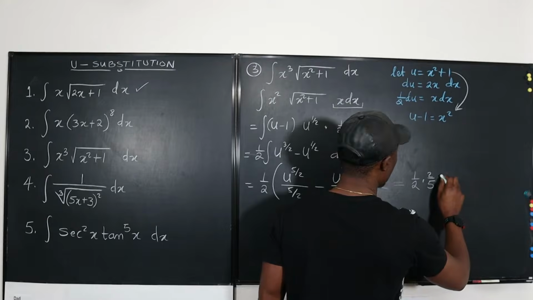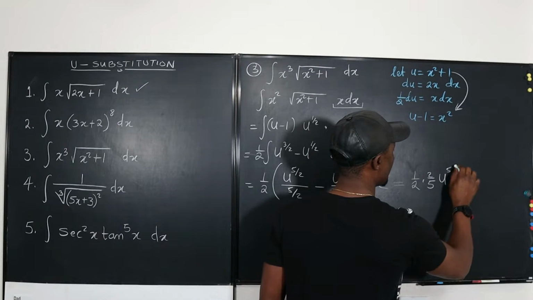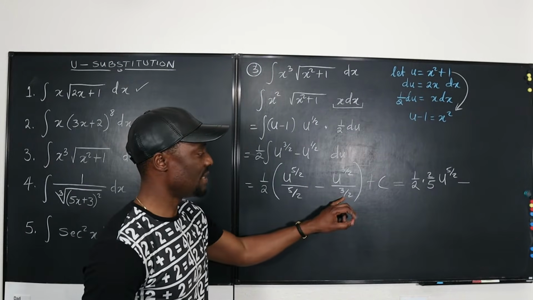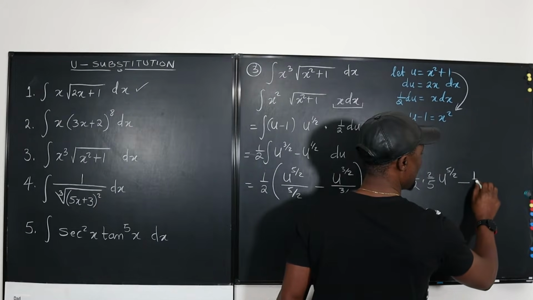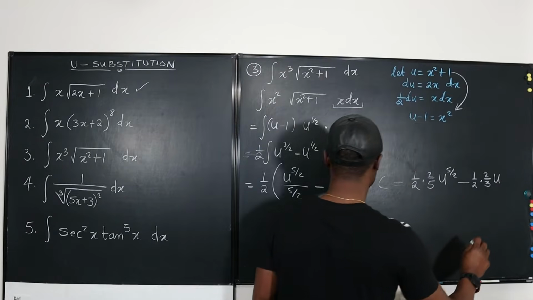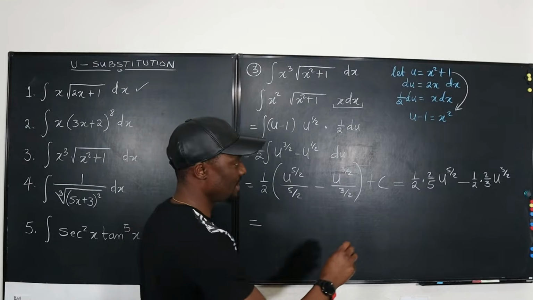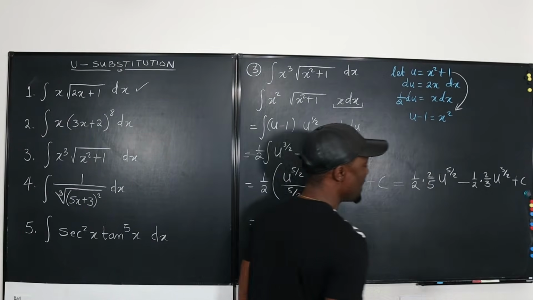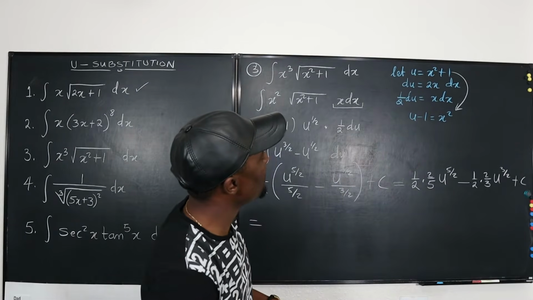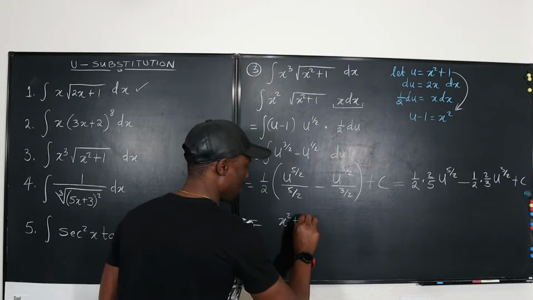So let me just write u, so it's going to be u to the 5/2. Okay, minus, I do the same thing, 1/2 times the flipped version of this, so it's going to be 1/2 multiplied by 2/3 of u to the 3/2. Okay, so plus c. So our next line is going to be 1/5 of u to the 5th, and we already know what u to the 5th is. It's x squared plus 1, so this is going to be x squared plus 1.